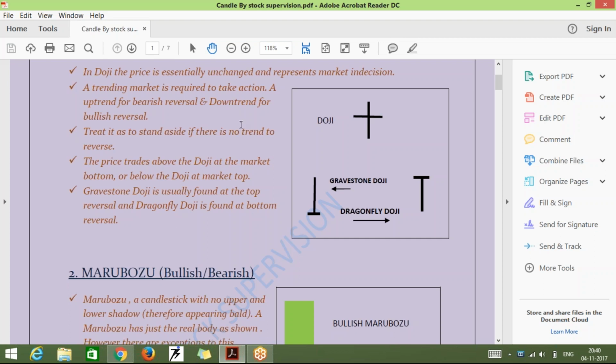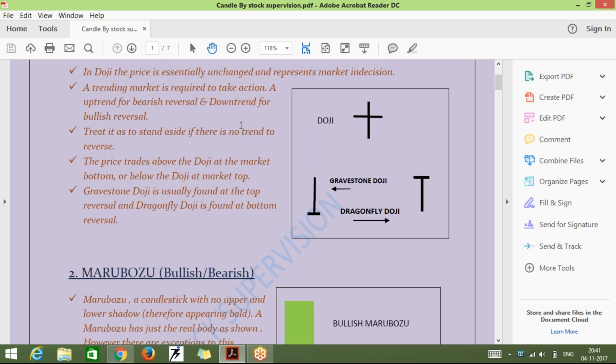The price trades above the doji at the market bottom. So this is the confirmation you will get, as per risk-averse traders. If the price trades above the doji at the market bottom, then you can say that yes, the doji is giving confirmation, or below the doji at the market top.